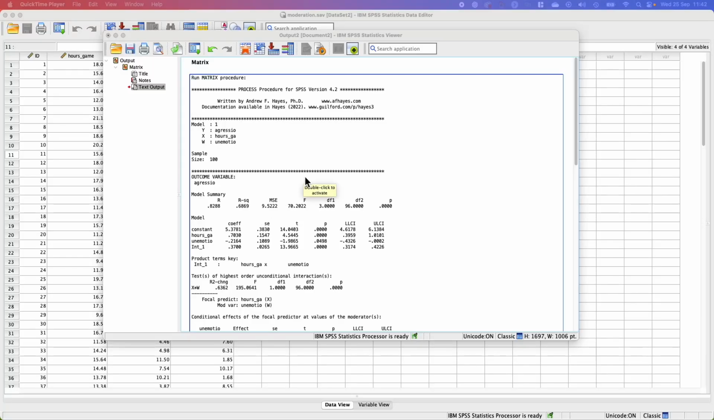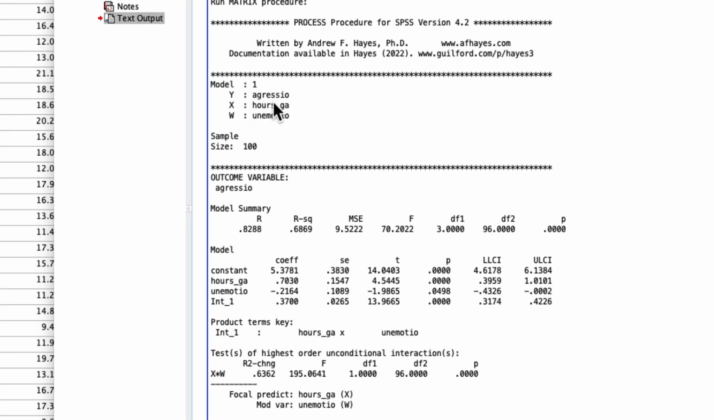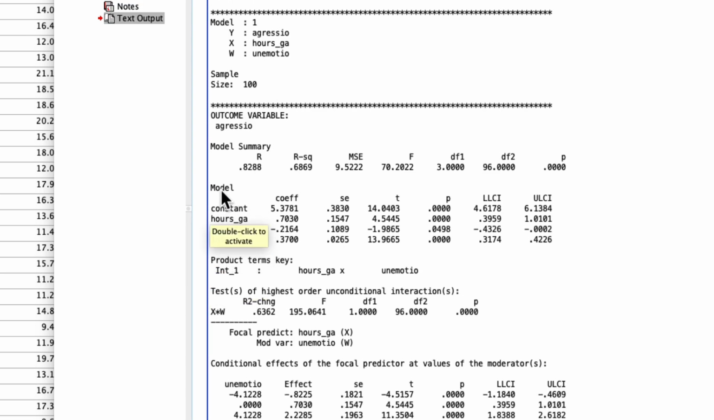We're going to be looking at the output of the moderation analysis with two continuous predictor variables. We're going to try to predict aggression based on the hours spent gaming, with the unemotional traits as a moderator. Looking at the output, we see the R and R squared, and the test of whether that is significant or not. The things we're interested in are the beta coefficients for the different variables.